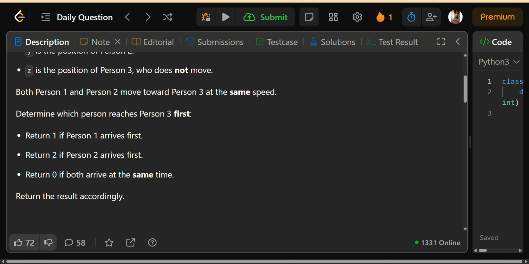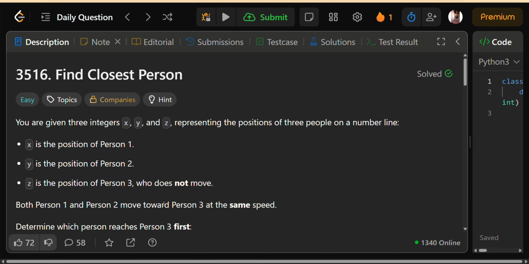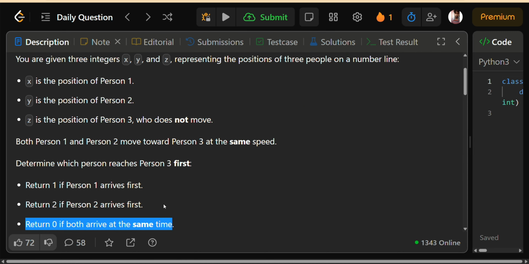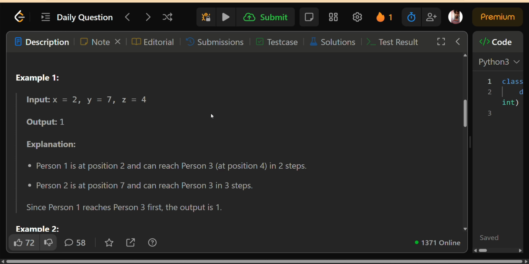If person 1 gets there first, we return 1. If person 2 gets there first, we return 2. And if both reach at the exact same time, then we return 0. It's essentially a race on a number line where speed is not a factor since both move equally fast. It all comes down to who is closer to person 3. Let's walk through an example to make it crystal clear.